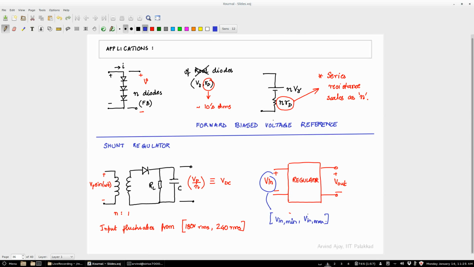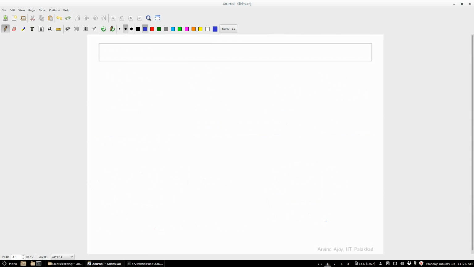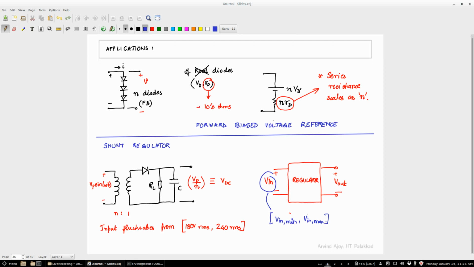The input itself can fluctuate, say from V in min to V in max. This is a DC voltage which is fluctuating in the range V in min to V in max. I want to be able to regulate this and give a nice V out. That's the motive of this regulator. The motivation is clear, all right? So what do you do for that? Right, you've hit the nail on the head.